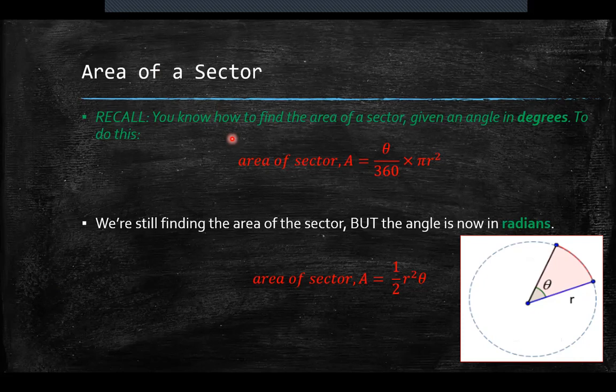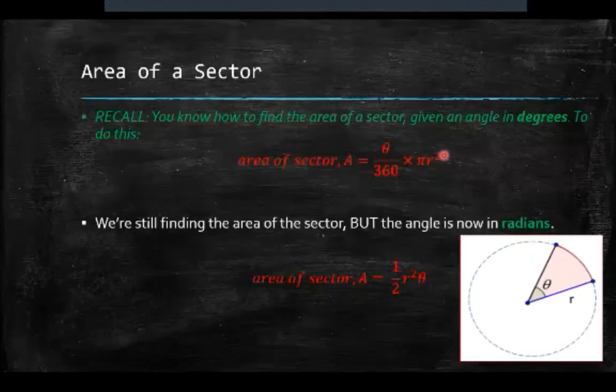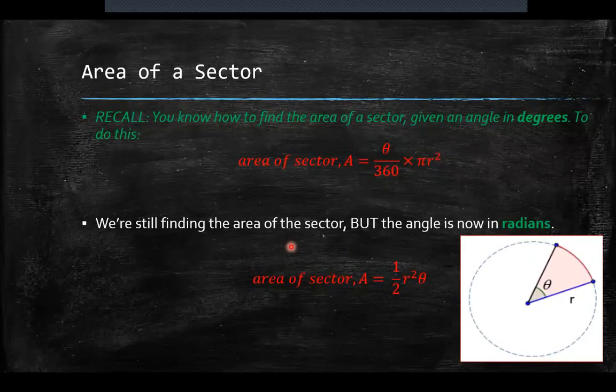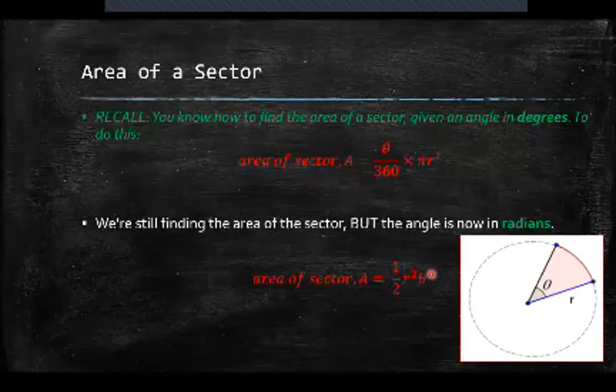Area of a sector. In regular math, I don't know if you learned this yet, but you will learn it because it's on the syllabus. The area of a sector when the angle is in degrees is theta over 360 times pi r squared. But this topic is dealing with radians, so you need to know the formula when the angle is in radians. To find the area of a sector when the angle is in radians, it's a half r squared theta.